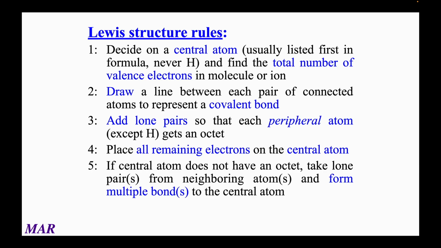Now in our structure with NH3, it didn't have any electrons to put on the outside atoms because they were just hydrogen. Hydrogen just needs a single bond. So we skipped number 3 and went to number 4 and put that remaining lone pair on the nitrogen in the middle. And then 5, because nitrogen in NH3 had an octet, we didn't have to do number 5. You can make double bonds or triple bonds if those central atoms need more electrons. And we'll see examples of all of this coming up and in the problem set and in the lab. But this is a nice summary of the rules you need to draw successful Lewis structures.